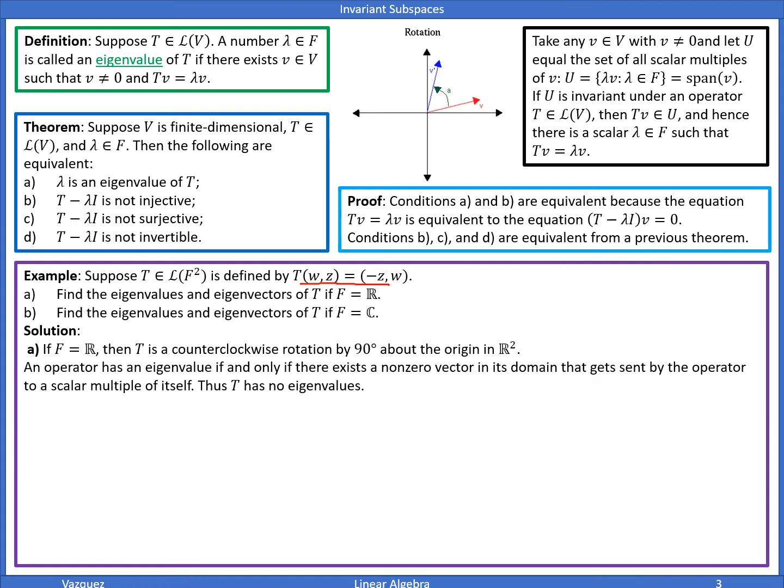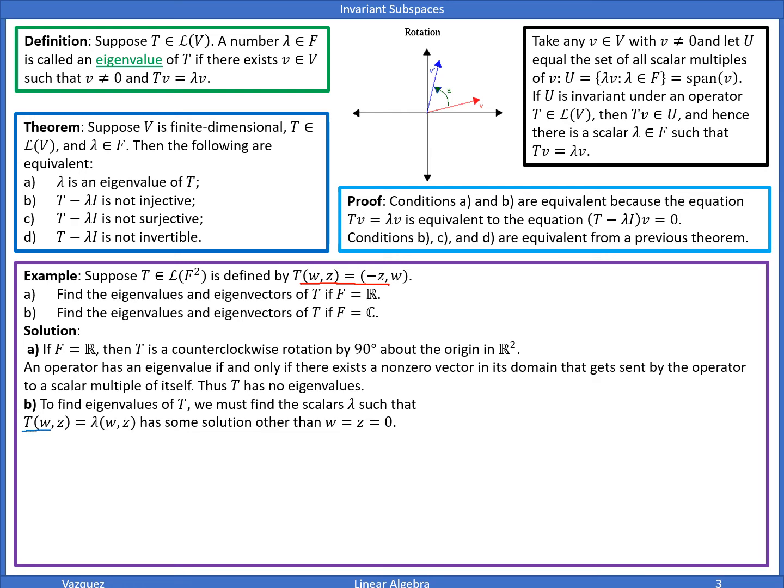Now, will there be eigenvalues for complex? Well, to find eigenvalues of T, we must find the scalars lambda such that this is true. This is the equation we're looking for. Again, this is an eigenvalue, and these would be the eigenvectors. And we need for this to have a solution other than w equals z equals 0. And why is that? Well, by definition of eigenvalue, v can't be equal to 0. That is not interesting in any case, so that's why we're excluding that 0.